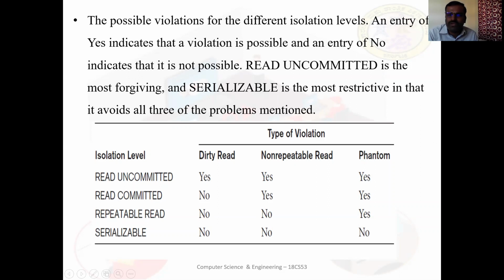Yes, yes, yes means all possible violations: dirty read, non-repeatable read, phantom. All violations occur in read uncommitted. For read committed, there is no dirty read, only non-repeatable read and phantom. For repeatable read, only phantom. There is no dirty read and non-repeatable read. For serializable, there are no violations.